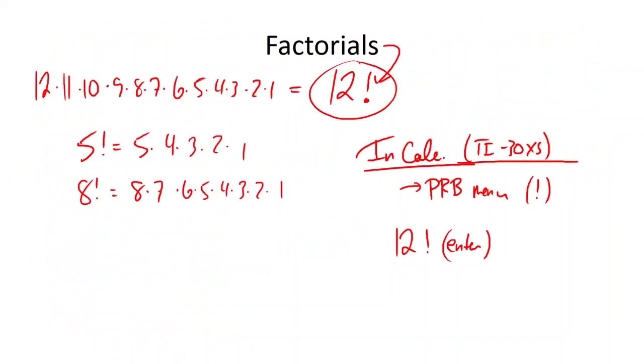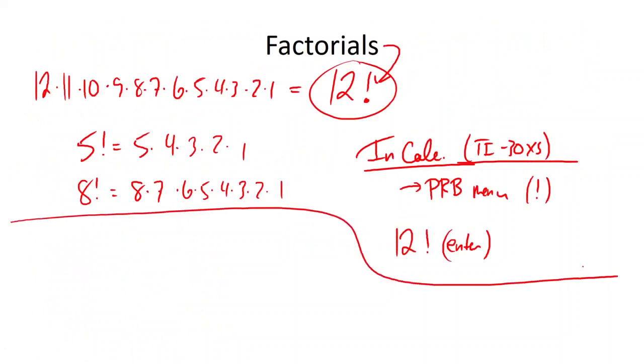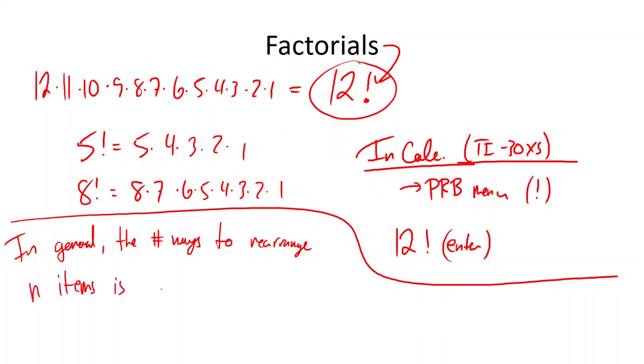And so in general, the number of ways to rearrange, say, n items is going to be n factorial. This is assuming you can't repeat. The idea behind rearrangement is that you have a fixed number of items. It's not like you're allowed to pick multiples. So if I have a fixed number of items and I'm trying to figure out the number of ways that I can rearrange those, it's going to be n factorial.